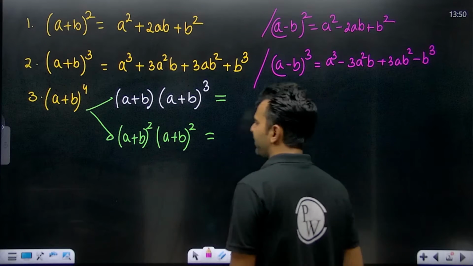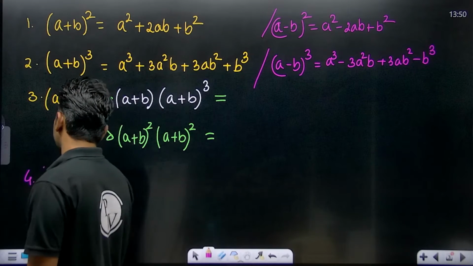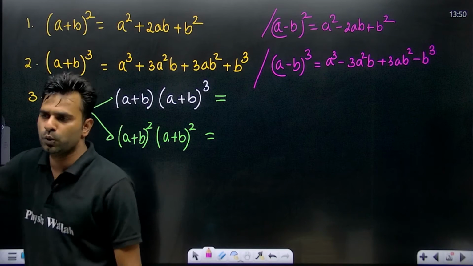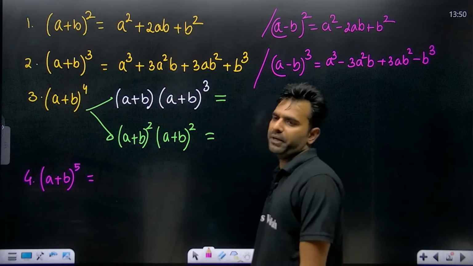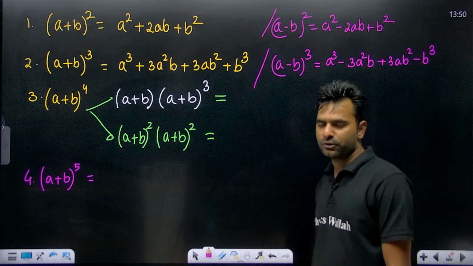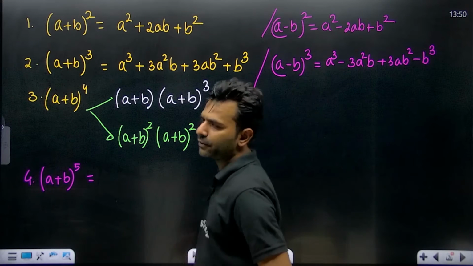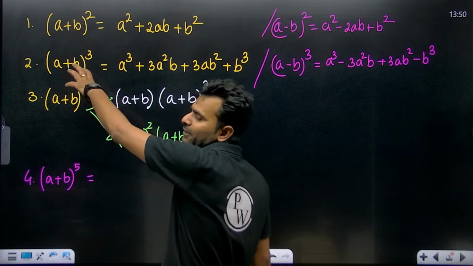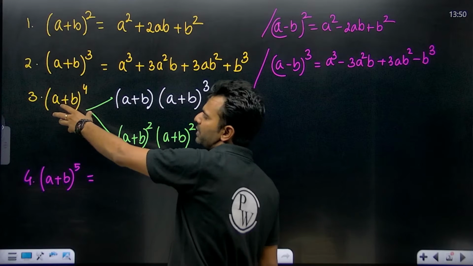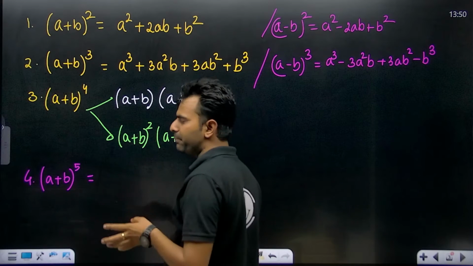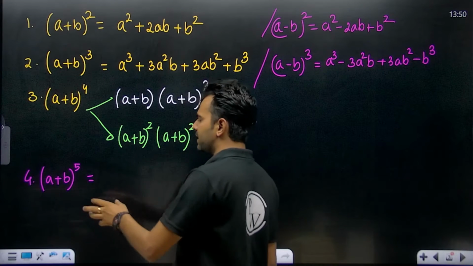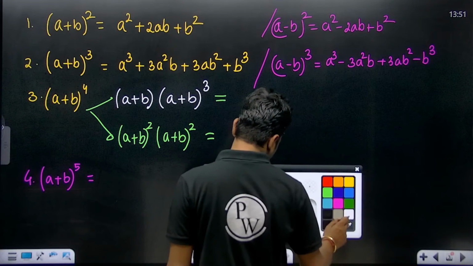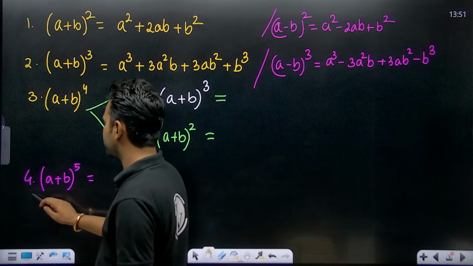Now if I ask you what is (a plus b) to the whole power 5, you will be like, sir, don't do this to me. It is going to be a bit more complex this time. Yes or no? So ultimately you can see that the smaller expansions are quite easy, so you can remember them. But if we go towards (a plus b) to the whole power 4, it will be a bit tedious, and if we talk about (a plus b) to the power 5, it is going to be much more difficult, and so on as we proceed.